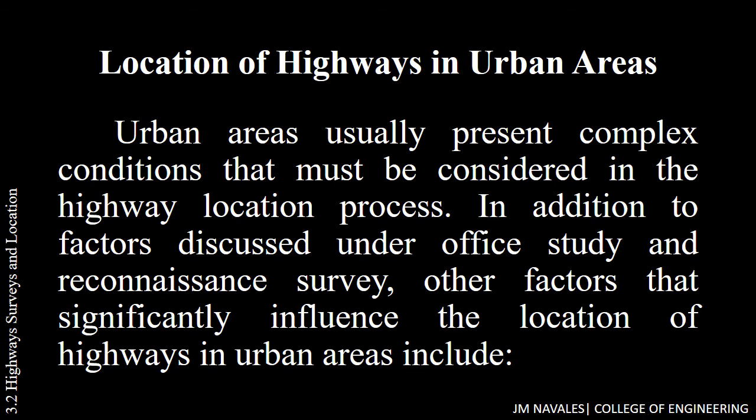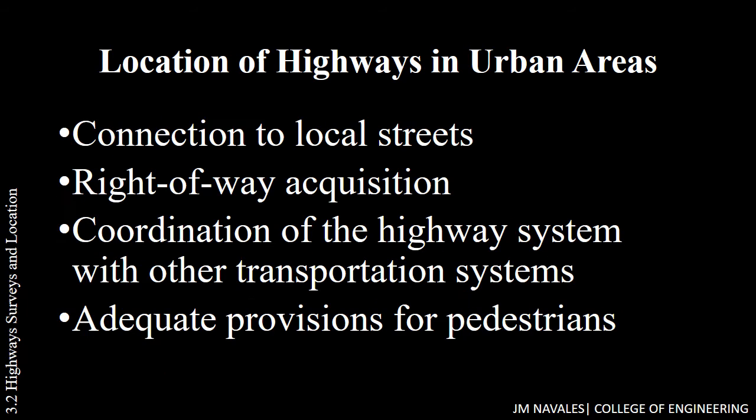Location of highways in urban areas. Urban areas usually present complex conditions that must be considered in the highway location process. In addition to the factors discussed under office study and reconnaissance survey, other factors that significantly influence the location of highways in urban areas include the connection to local streets, right-of-way acquisitions, coordination of the highway system with other transportation systems, and adequate provisions for pedestrians.